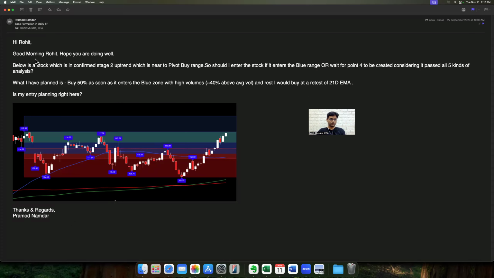He says, "Hi Rohit. Good morning, Rohit. Hope you are doing well. Below is a stock which is in a confirmed stage 2 uptrend, which is near to pivot buy range." So you see here the blue, the green, the red, the 50-day, the 150-day, and the 200-day. They are all aligned and all are sloping up, and the price is above all the three moving averages. That's the definition of a confirmed stage 2 uptrending stock.